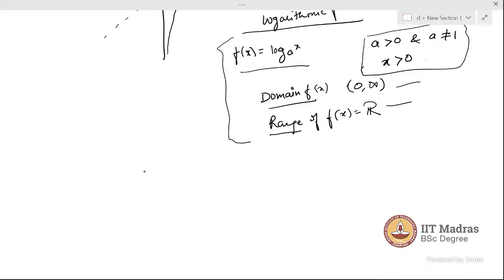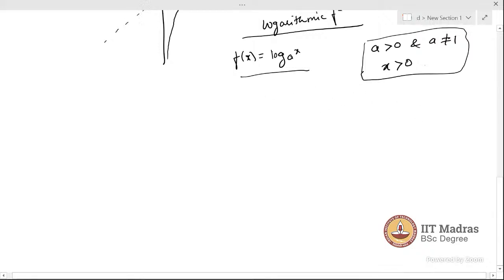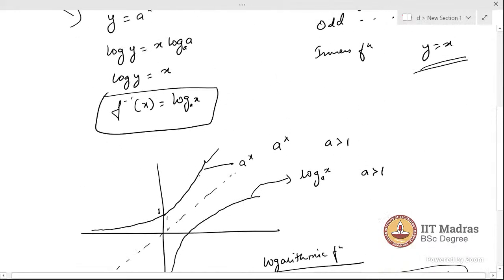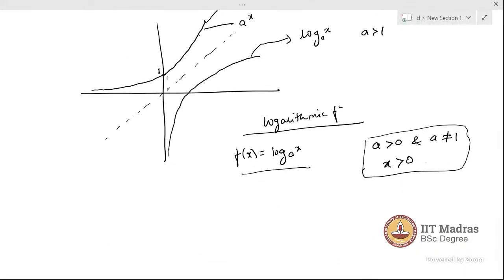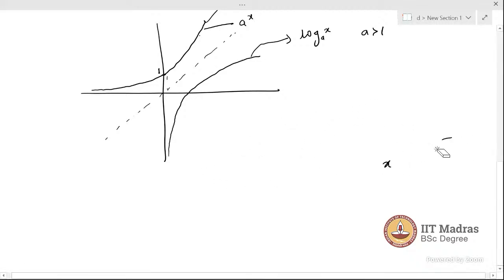Sir, the conditions a greater than 0 and a not equal to 1 are applicable for exponential functions also, right? Yes, you saw that, right? Yes, sir. Okay, so now let's discuss some of the properties.